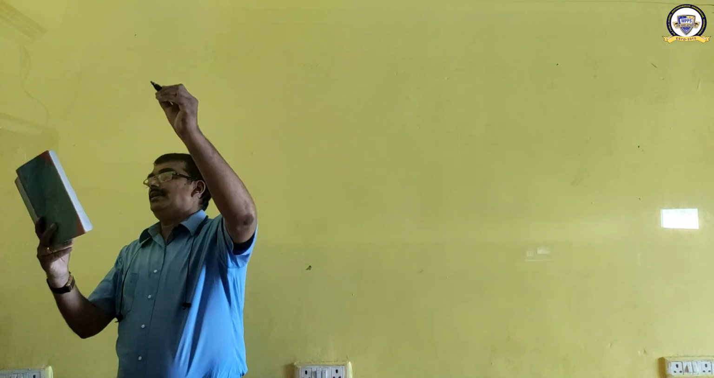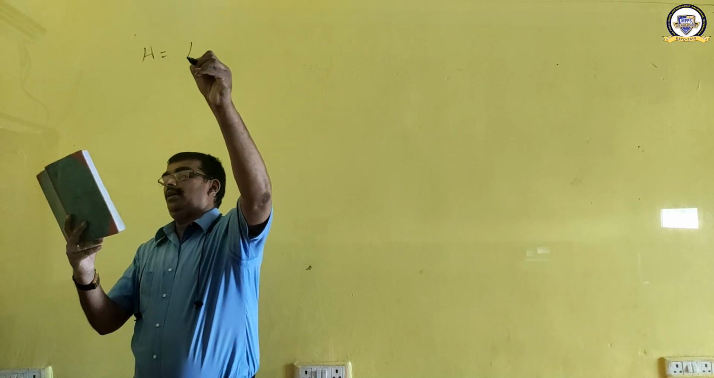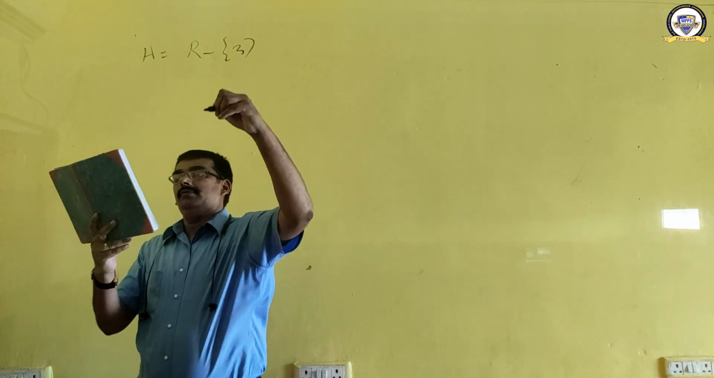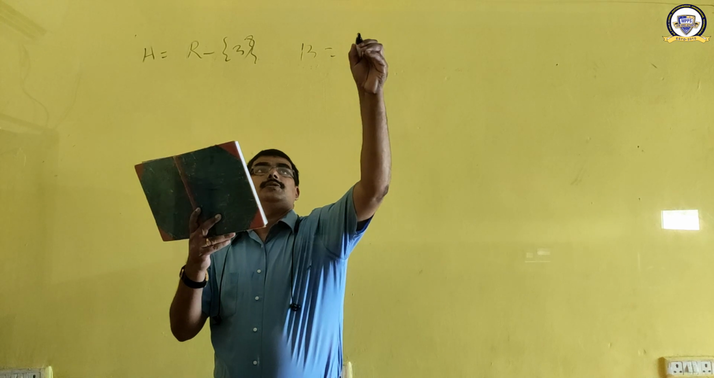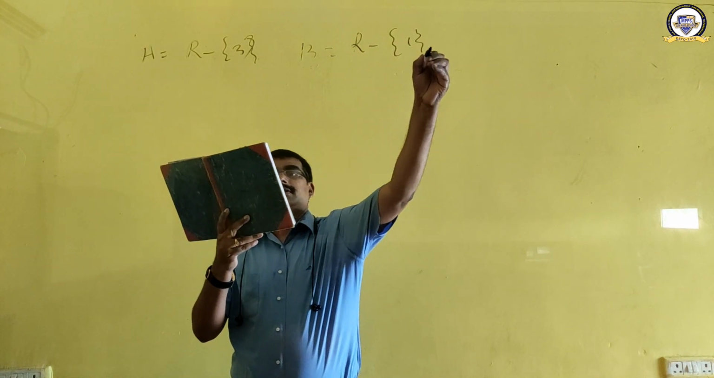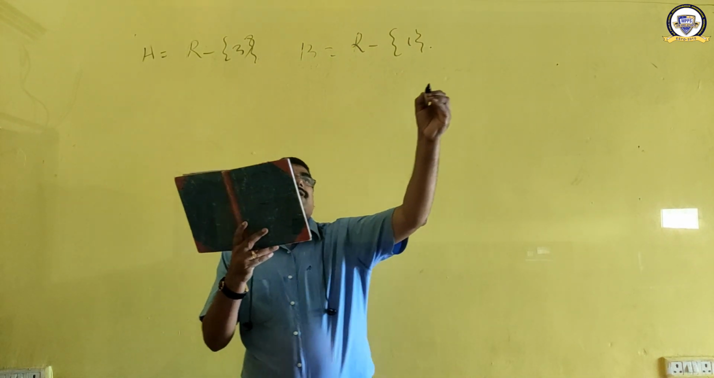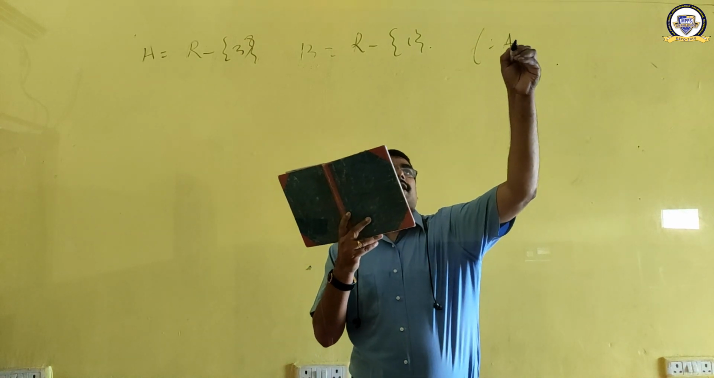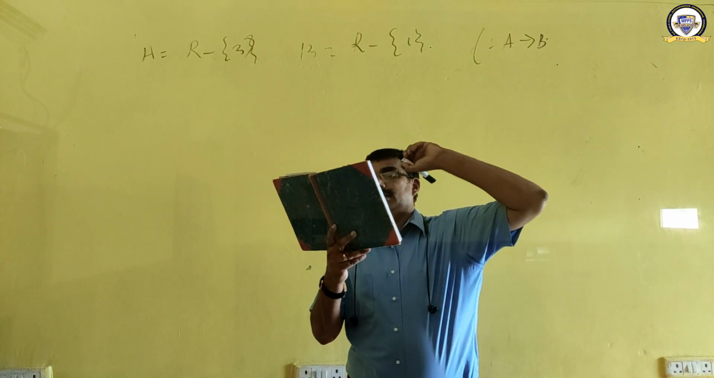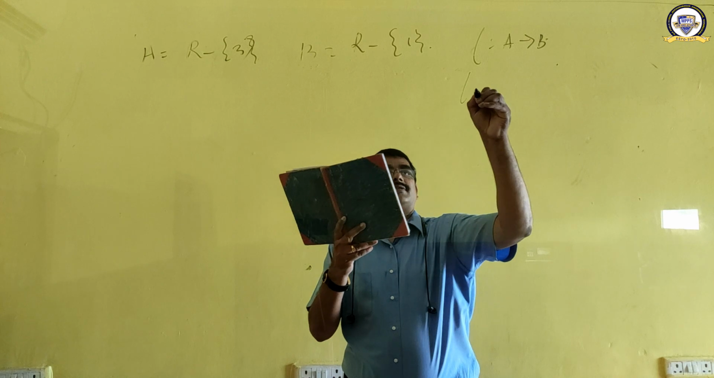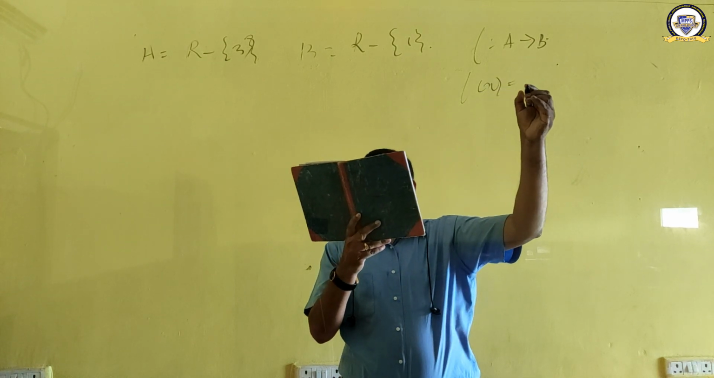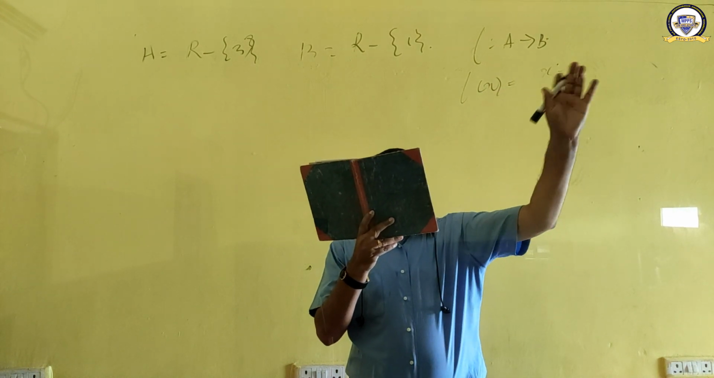We will go ahead with the next question. A is equal to R minus 3, B is equal to R minus 1. Justify f from A to B, where the function is defined as f(x) = x minus 2.